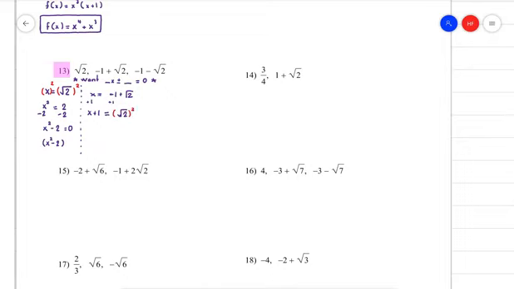And we'll square both sides. So the left side is going to be x squared plus 2x plus 1 is equal to 2. And I still need it to say equals 0, so I'll subtract 2 from both sides. And x squared plus 2x minus 1 equals 0. So we're looking at x squared plus 2x minus 1.